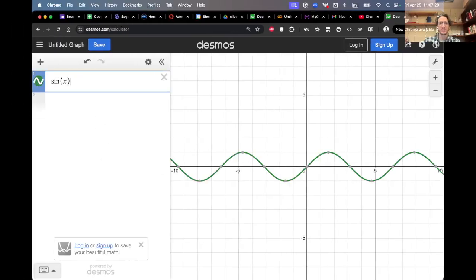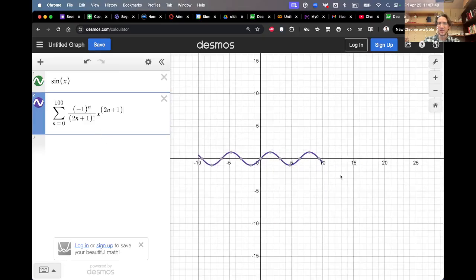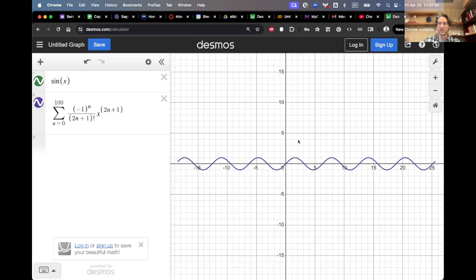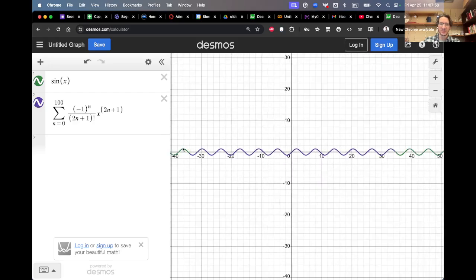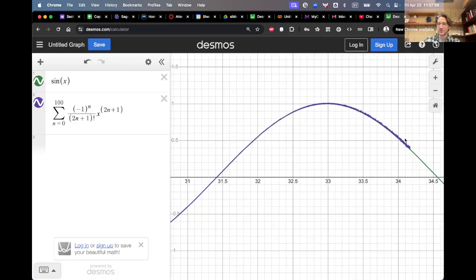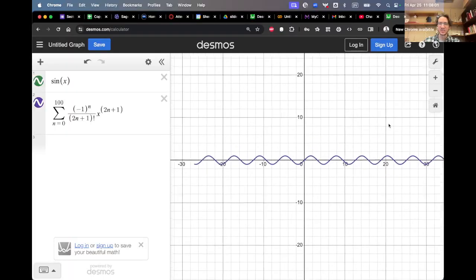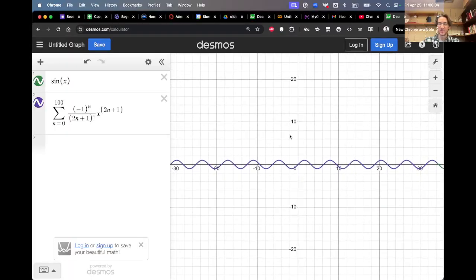Sine of x, sum n equals 0 to infinity, we'll do 100, negative 1 to the n over 2n plus 1 factorial times x to the 2n plus 1. Hey, those are pretty similar, and we can see that we've got a pretty big interval of convergence. If I scroll out, oh wow, that's really doing a good job sticking close to the sine of x curve. Over here, we start to see it break down. But it's actually the case, we'll prove this in a second, that the radius of convergence is infinity. This converges for all x.